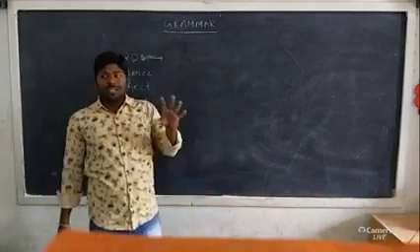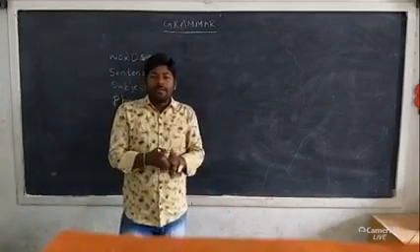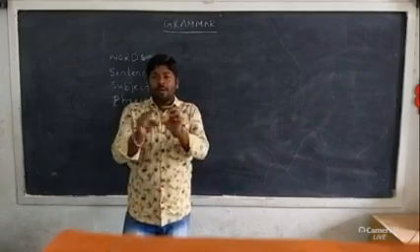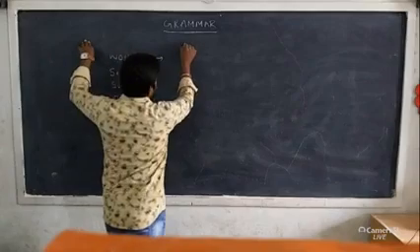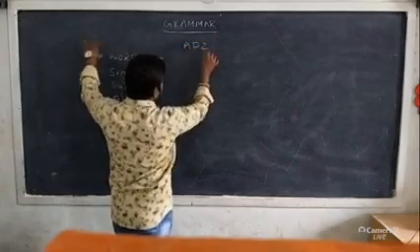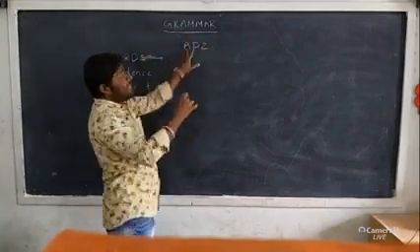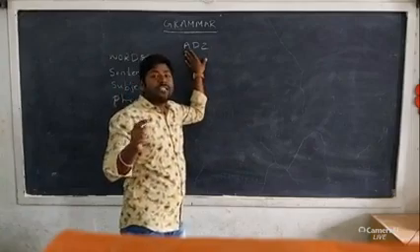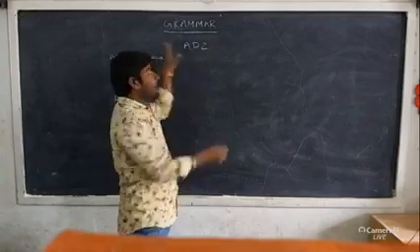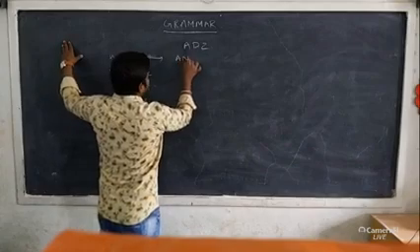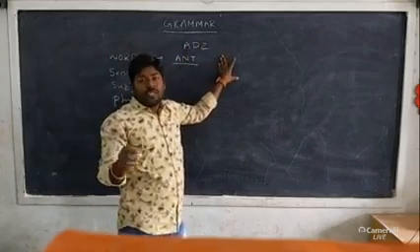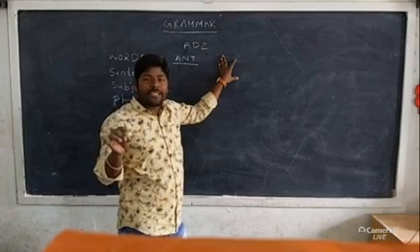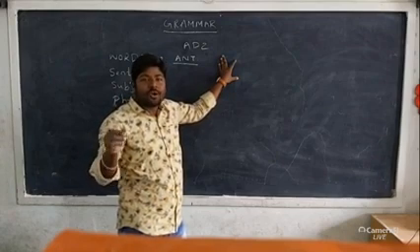Yes, and what is called a word? A group of letters arranged in a proper way in a meaningful order is called a word. For suppose A, B, Z. This is not a word. Why? Because it is a group of letters, but it is not in a meaningful way. For suppose A and T, this is called a word. It is a meaningful word. So a group of letters arranged in a meaningful order is called a word.